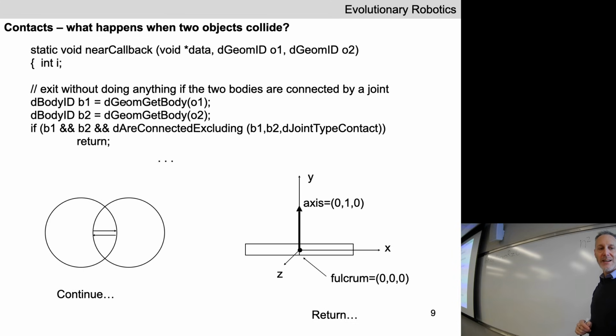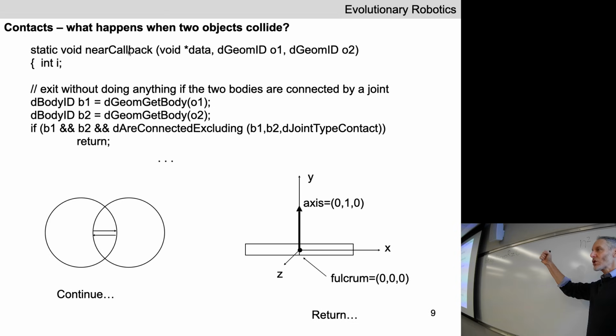The first thing the callback does is, for each of the two skins, O1 and O2, get back the bodies associated with those skins, the things that are inside, B1 and B2. And again, if you can't read C, that's okay. What it's doing here is asking if these two bodies exist, B1 and B2, we'll ignore that for a moment. And if they are connected, we're going to ignore the collision. We're going to return out of this callback function.